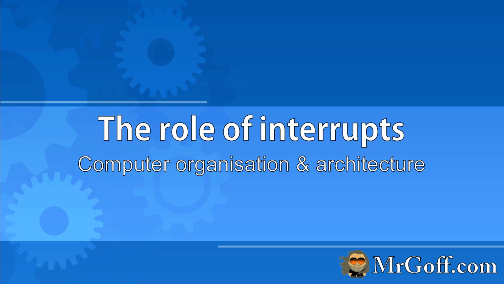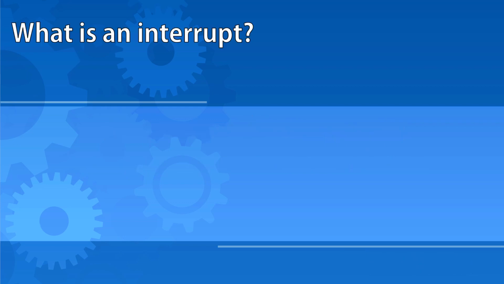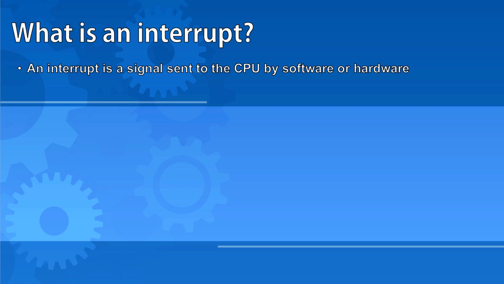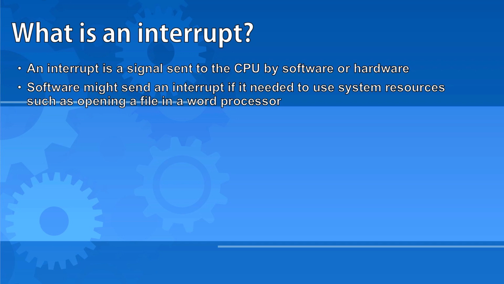This video focuses on the role of interrupts. An interrupt is a signal sent to the CPU by either software or hardware. Software might send an interrupt if it needed to use system resources. For instance, if a word processor wanted to open a file or send a job to the printer.